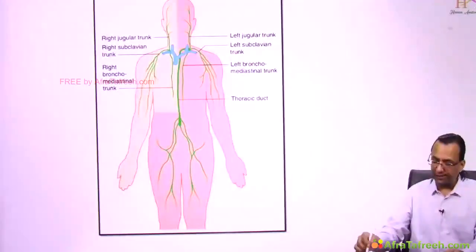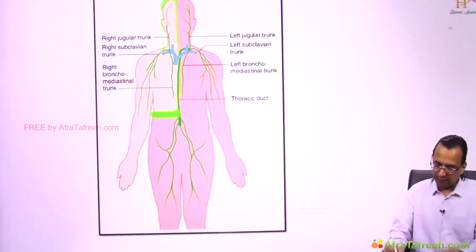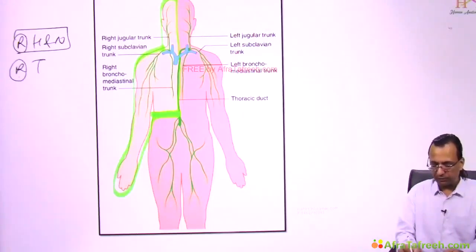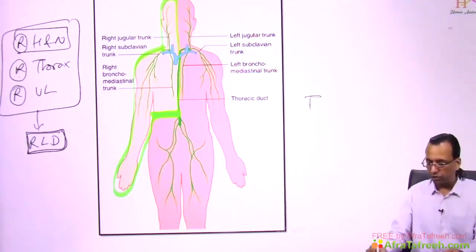The description says that the right half of the body above the diaphragm, which will include the right side of the head and neck region, the right thorax region and also the right upper limb region, drains into the right lymphatic duct. Otherwise, all the body drains into the thoracic duct.